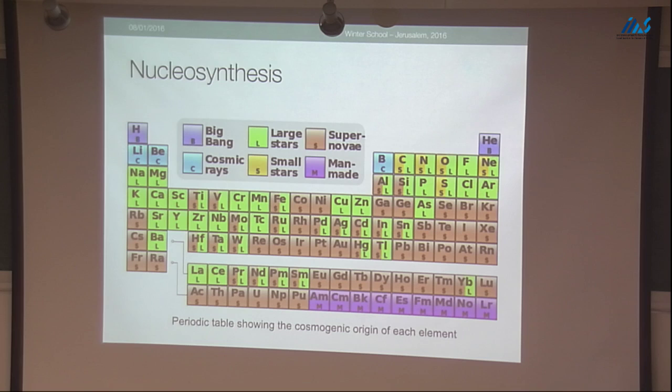And this is because, as I will show you in a bit, it becomes energetically inconvenient to produce elements heavier than iron through fusion.